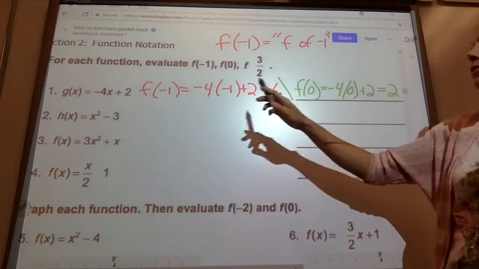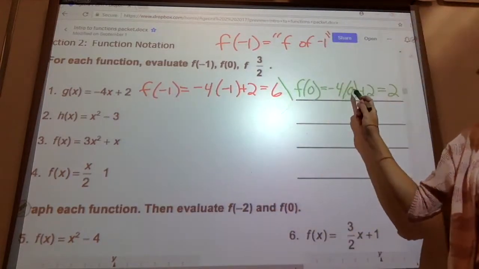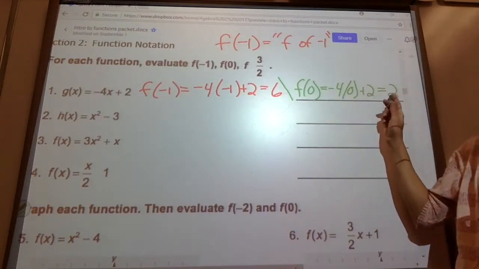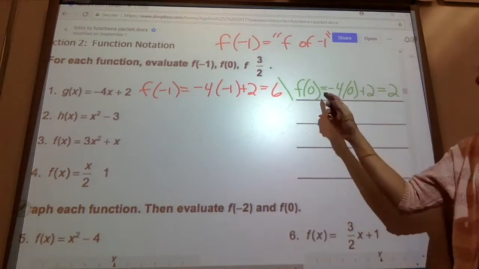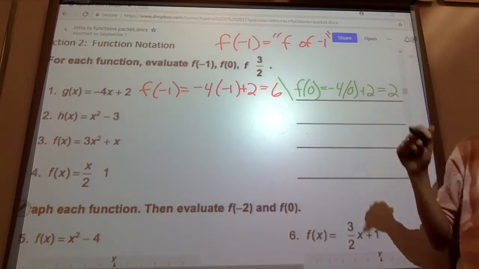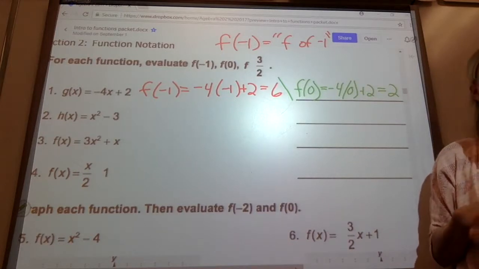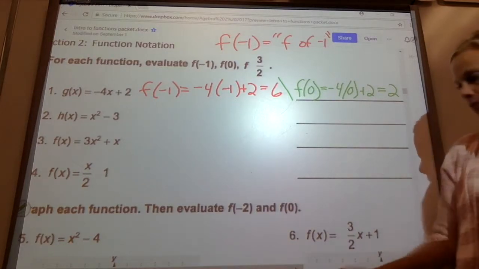So if I put 0 in for x, I would have -4 times 0, which is 0. 0 plus 2 is 2. So f of 0 for this function is 2. Right? I'm just subbing the value in for x and solving.